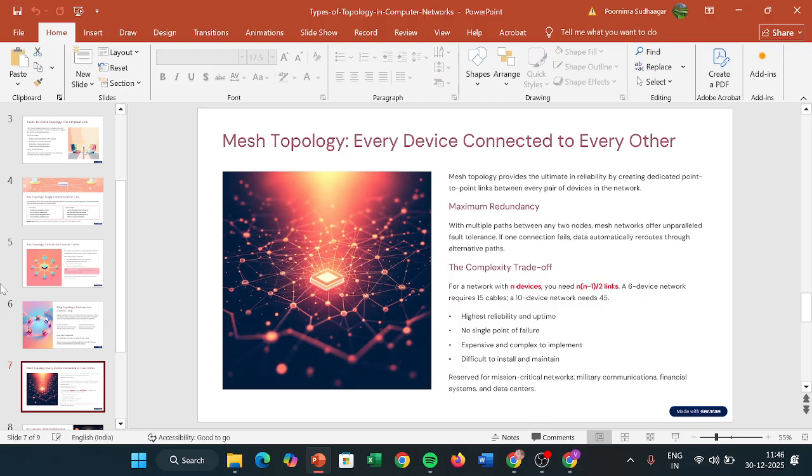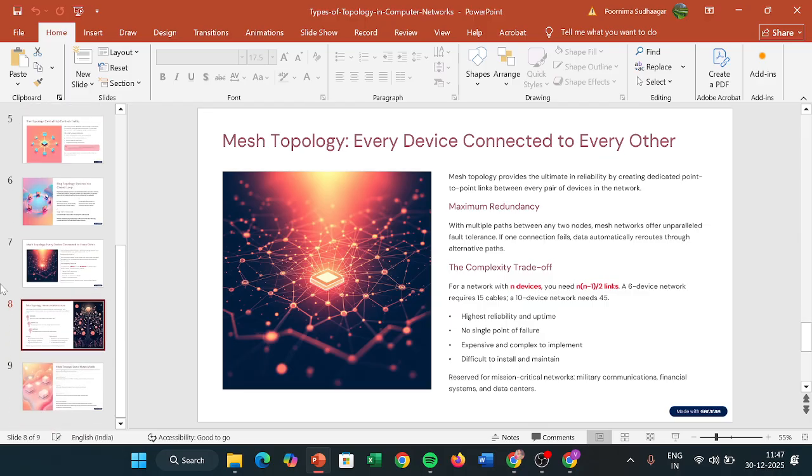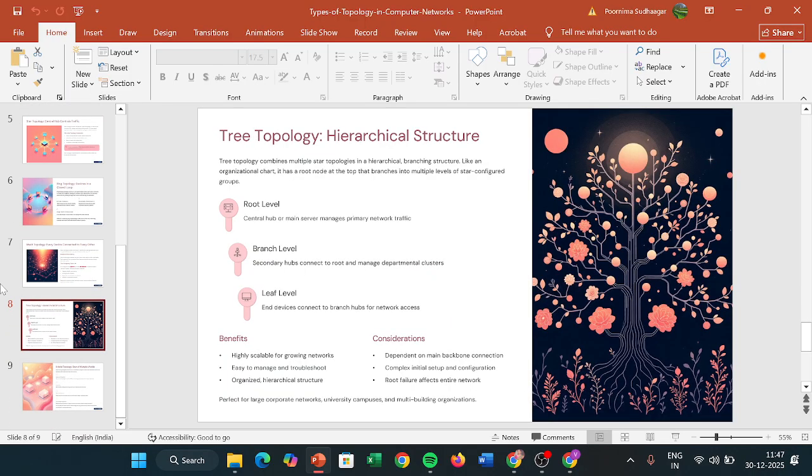So the advantages of mesh topology are highest reliability and no single point of failure, while the drawbacks are that it is expensive and complex to implement, and difficult to install and maintain. The next one is tree topology, also known as hierarchical topology. It combines multiple star topologies in a hierarchical branching structure. Like an organizational chart, it has a root node at the top that branches into multiple levels of star configured groups. It has three levels: root level, branch level, and leaf level.